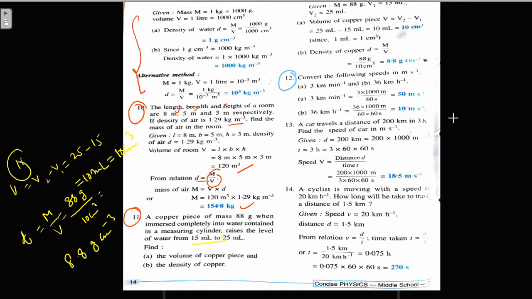Question number 13. A car travels a distance of 200 km in 3 hours. This is distance, this is time. So we require the answer in meters. First we will convert this distance into meters by multiplying with 1000. Time 3 hours into seconds, 3 multiplied by 60 into 60, 3600. So we will get speed here, right? This 14 is also easy, you can do it at home.